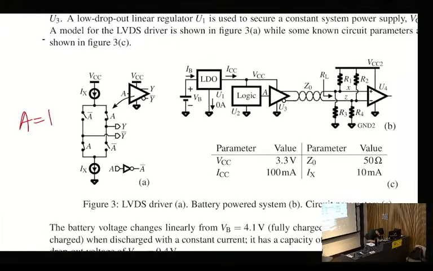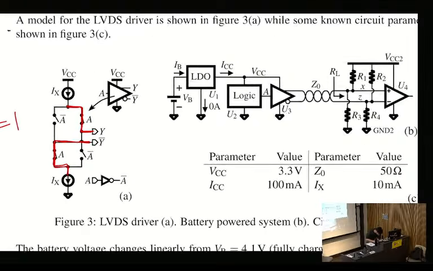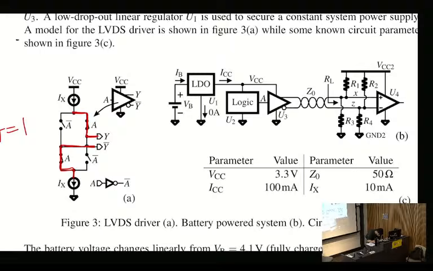If A equals 1, then this path is connected, like that. So that path is connected. And Y, the conjugate, is pulled down to ground, like that. Right? So we have different currents flowing on each line of the circuit. So this output would be Y, and now the other output would be Y prime. Is that okay so far?